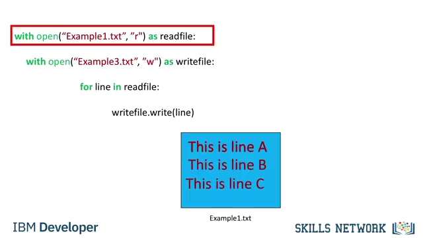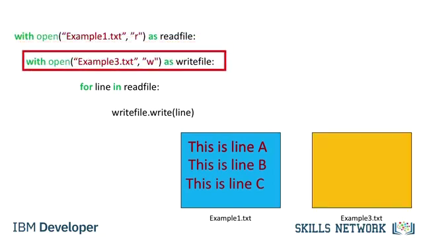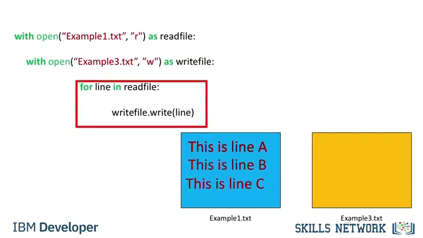First, we read the file example1 and interact with it via the file object, read file. Then we create a new file example3 and use the file object, write file, to interact with it. The for loop takes a line from the file object, read file, and stores it in the file example3 using the file object, write file.